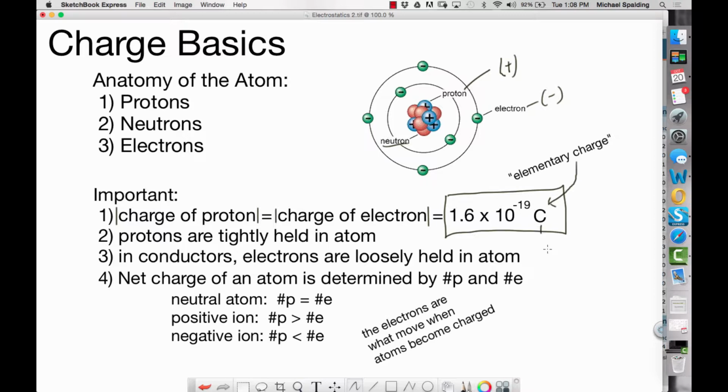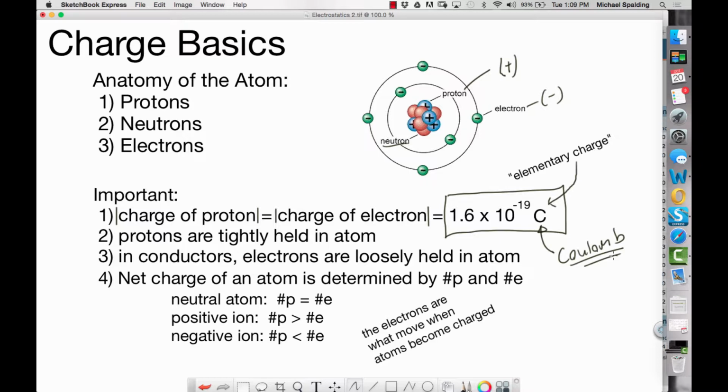Now, what is C? Coulomb. C is the Coulomb. How many of you have heard of the Coulomb before? Okay, the Coulomb is the base unit of charge. It's what we measure charge in. It would be like this.